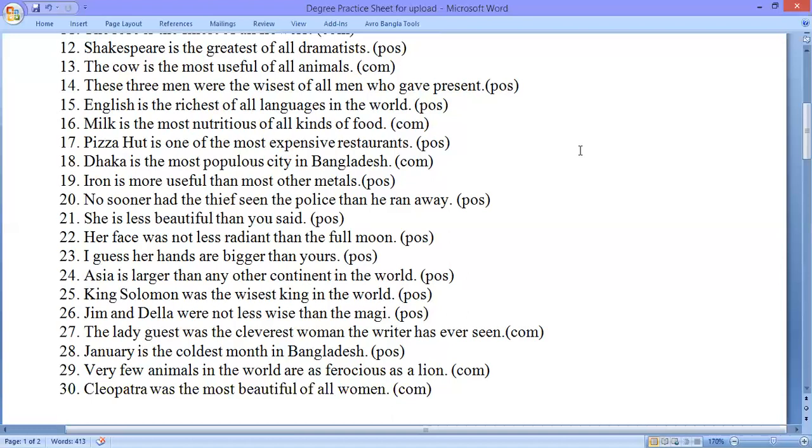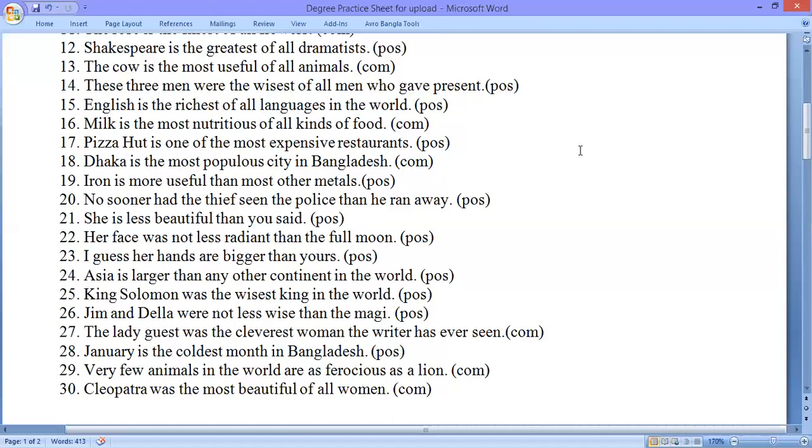Okay, this is number 25. The question is, King Solomon was the wisest king in the world. So it is almost the same as the previous one. If you want to make this positive, we need to start with no other. So the solution is, no other king in the world was so wise as King Solomon. I'm repeating, no other king in the world was so wise as King Solomon. I think you have got the point.